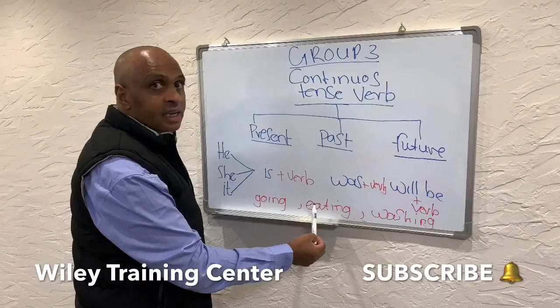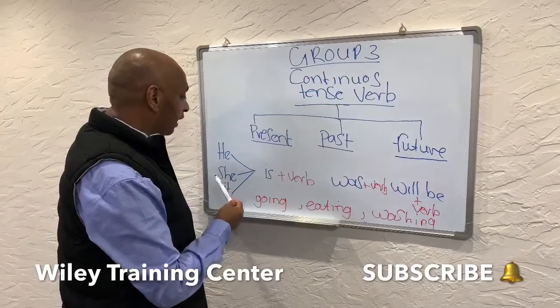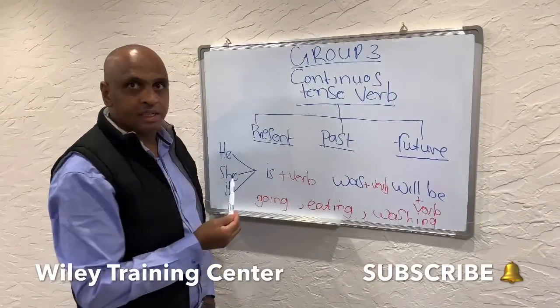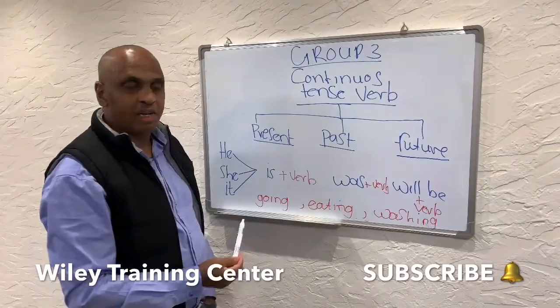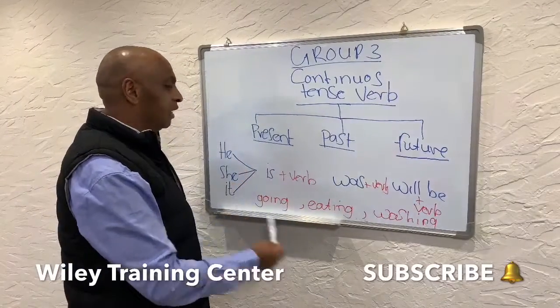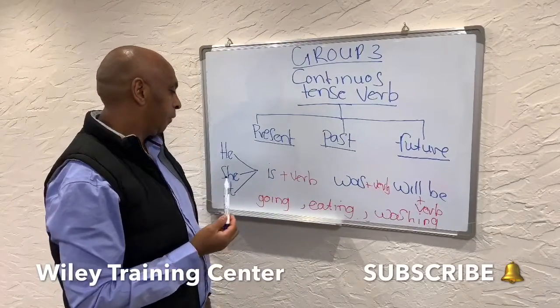Let us look at the next word, eating. He, she, it: is eating for the present tense. He, she, it: was eating for the past tense. He, she, it: will be eating for the future tense.